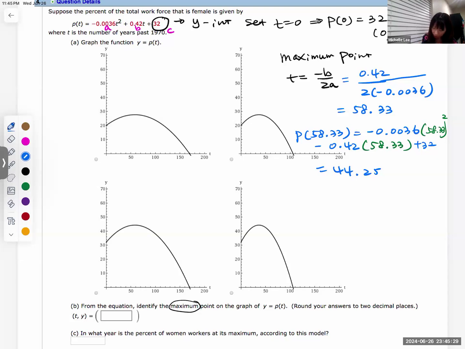Okay, so maximum, which one is that? This one looks like, right? This one looks like 58.33 and 44.25. And this is 0.30, right? You guys okay? All right. Then they both maximum, right? Okay. Now let's talk about the x-intercept. So let's say the x-intercept, set y equal to 0.